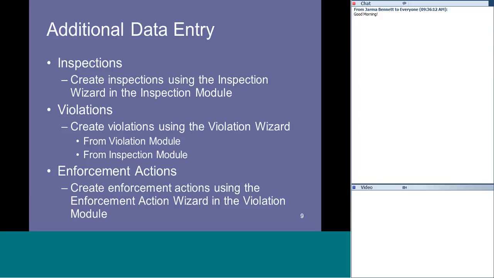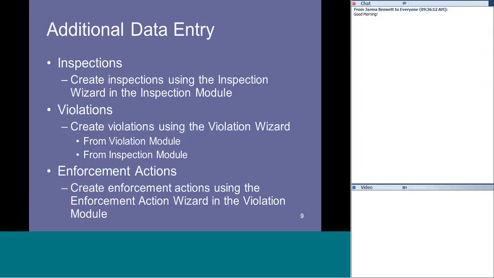Go back to violations. You create violations using the violation wizard. You can either do that from the violation module, or if it's associated with an inspection, there's a tab in the inspection module for alleged inspection violations. And again, you get more of a wizard format, so you get prompted as to what to enter, and a lot of the links are already made for you by either starting with the inspection or selecting the base regulatory measure, such as the one we just entered.